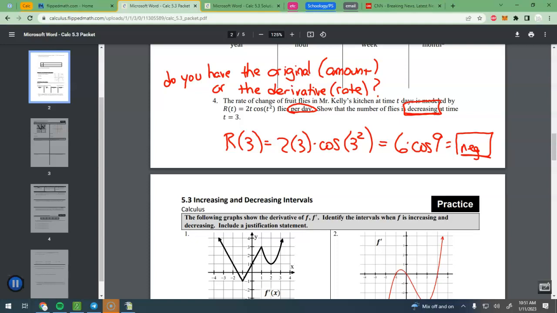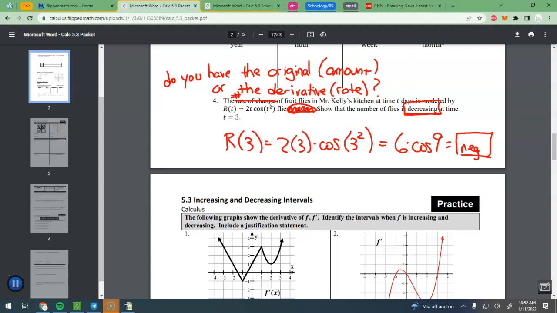The part that can trip you up is, if they had given you flies, if they had said the number of fruit flies in Mr. Kelly's kitchen was this number of flies, then you have the original, which means you have to take the derivative first and then plug in the number. So it just depends which one they give you.